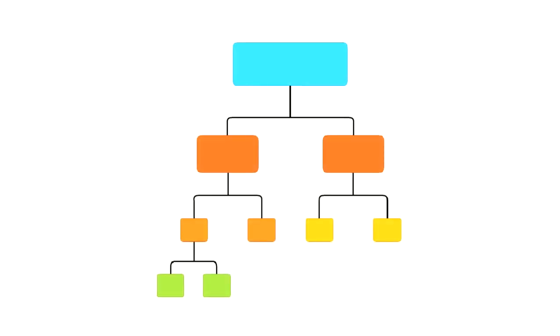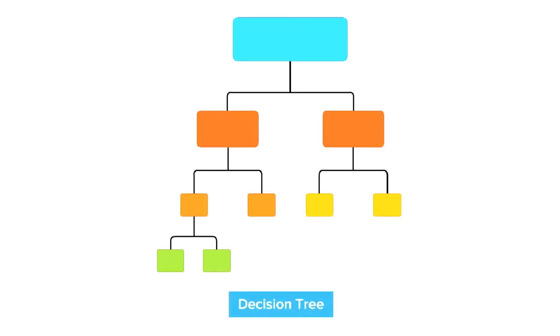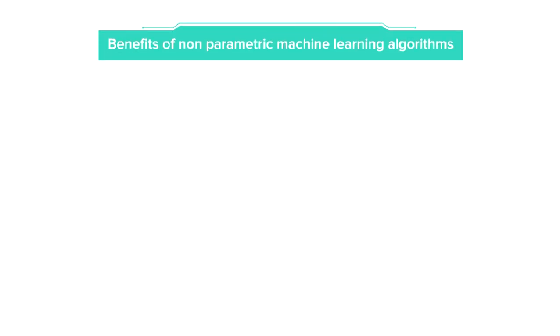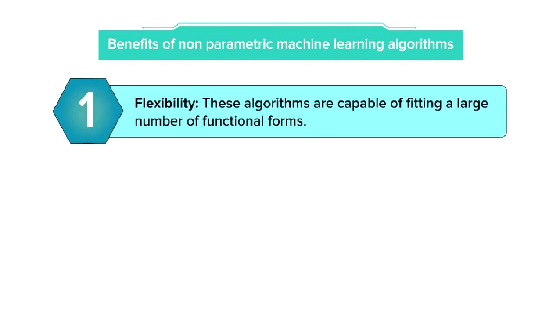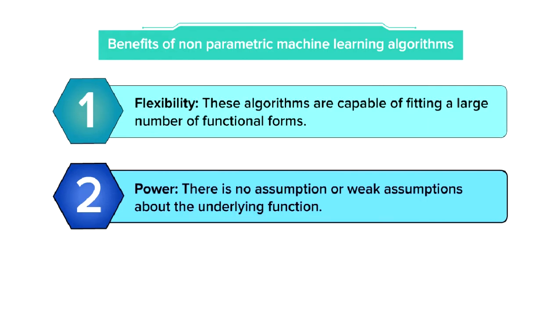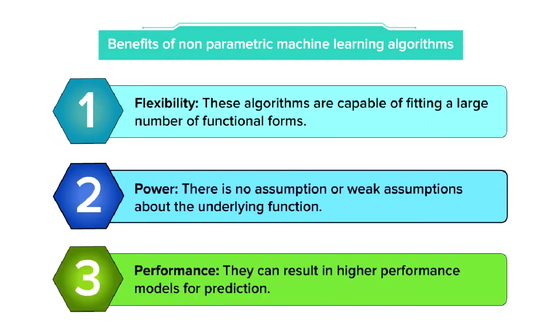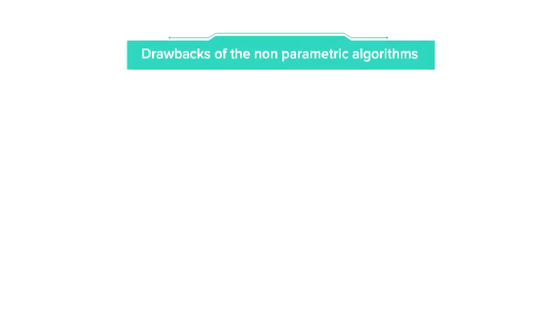An easy method to understand a non-parametric model is the decision tree. The method does not assume anything about the form of the mapping function. Let's look at the key benefits of non-parametric machine learning algorithms. These algorithms are capable of fitting a large number of functional forms. There is no assumption or weak assumption about the underlying function. They can result in higher performance models for prediction.